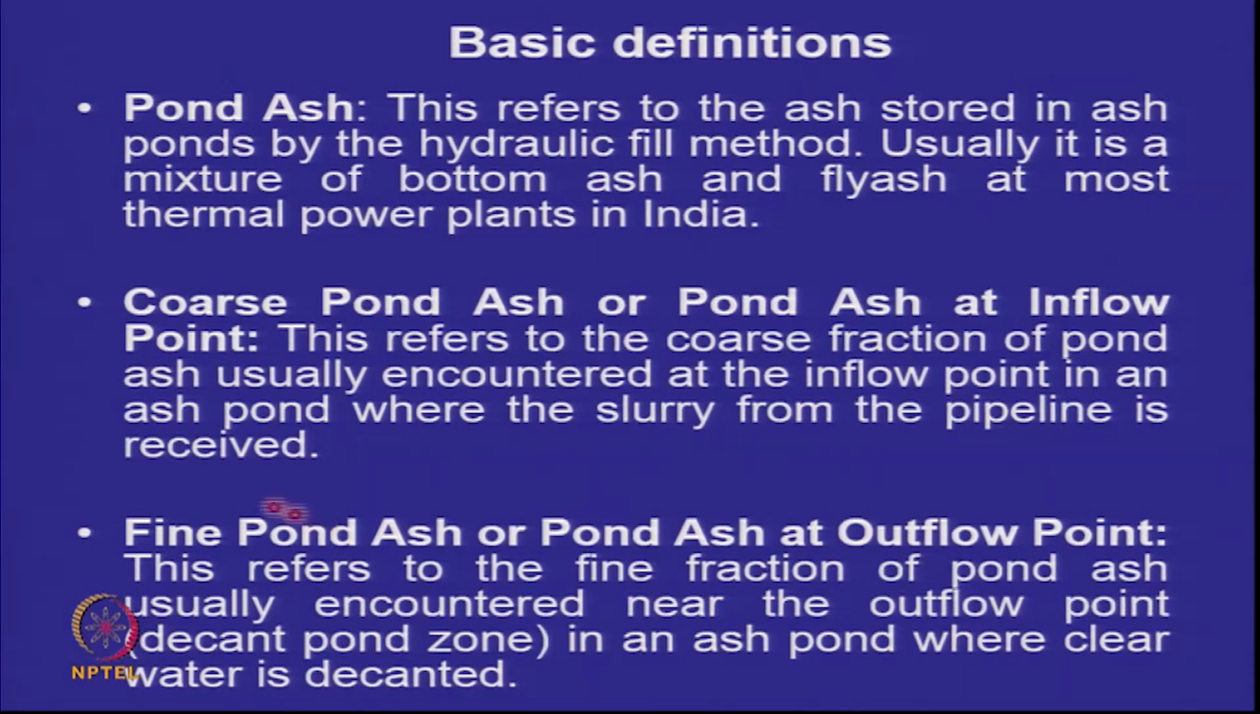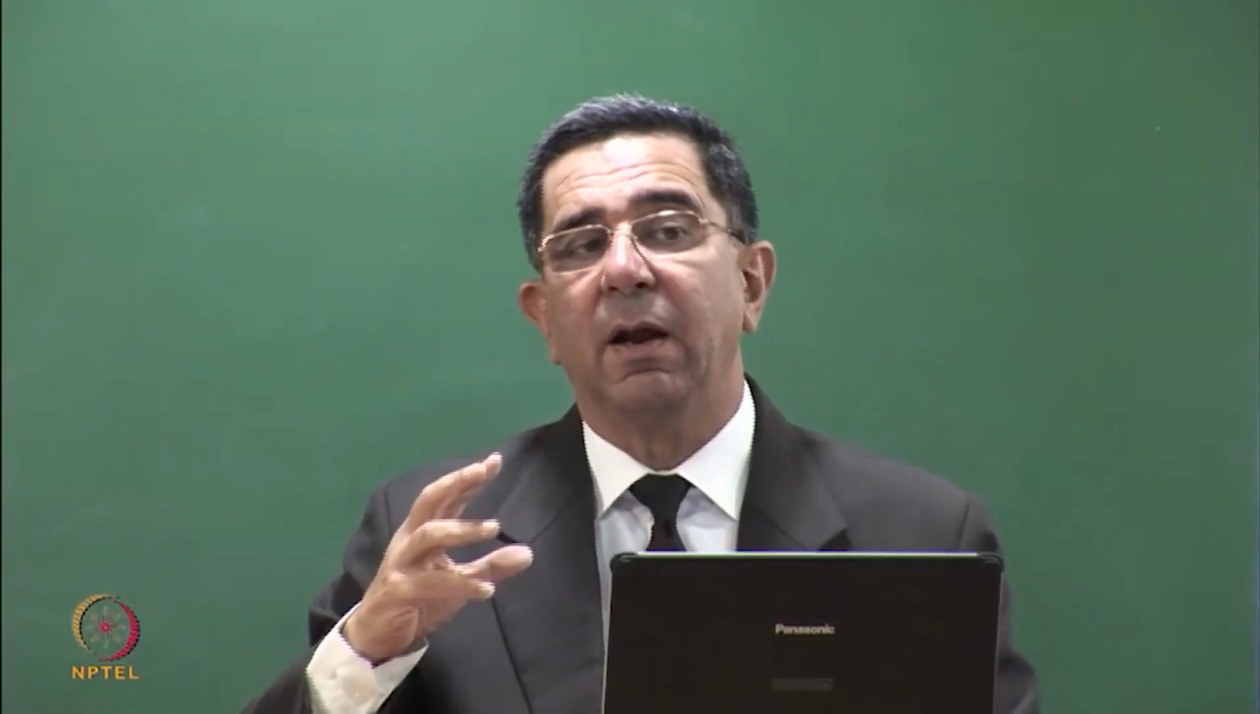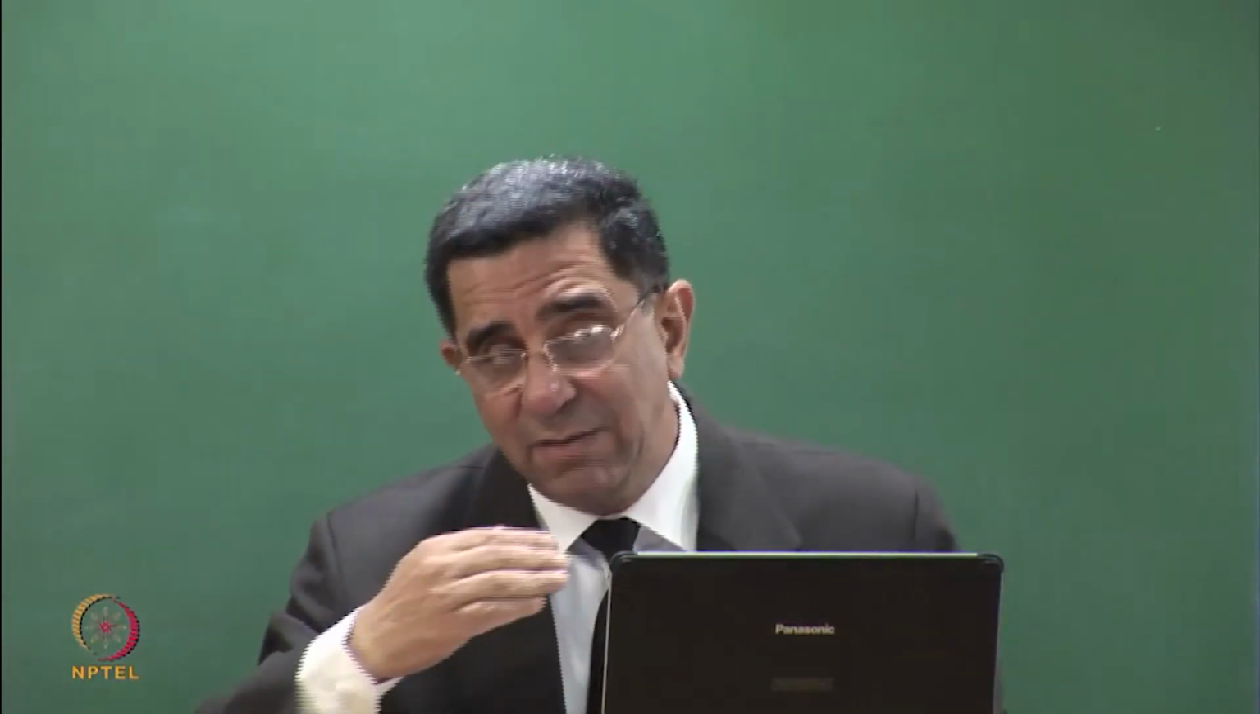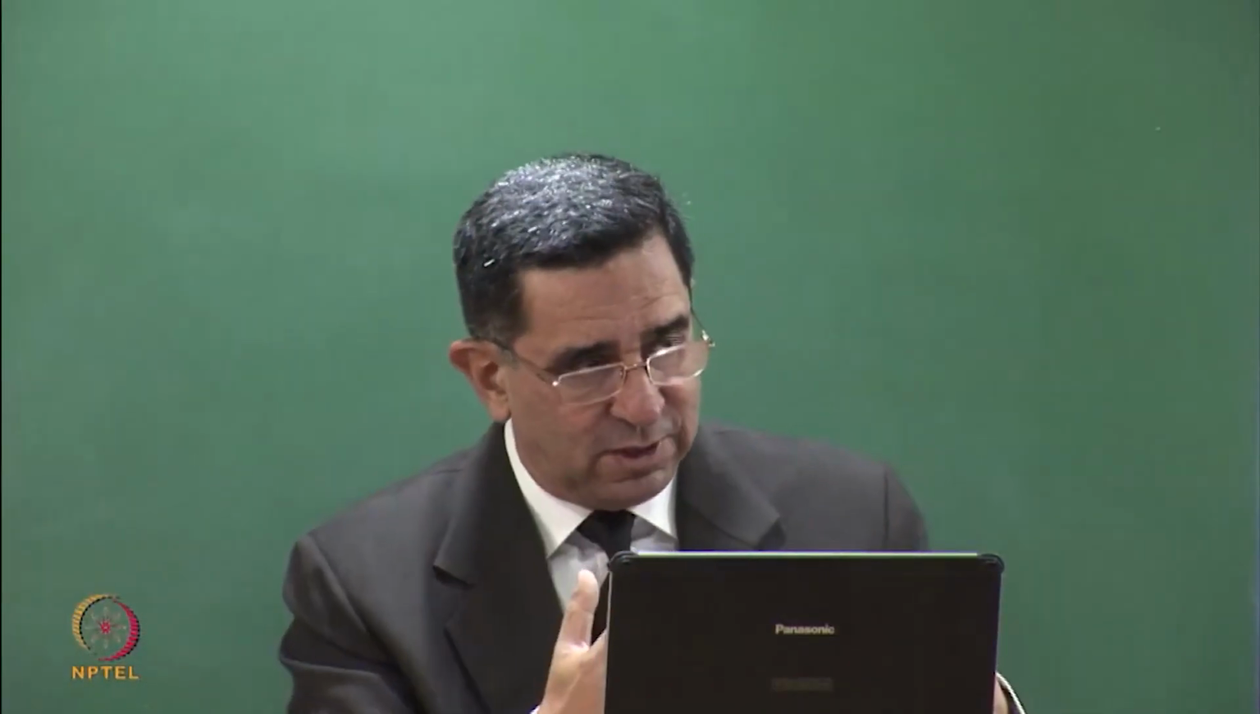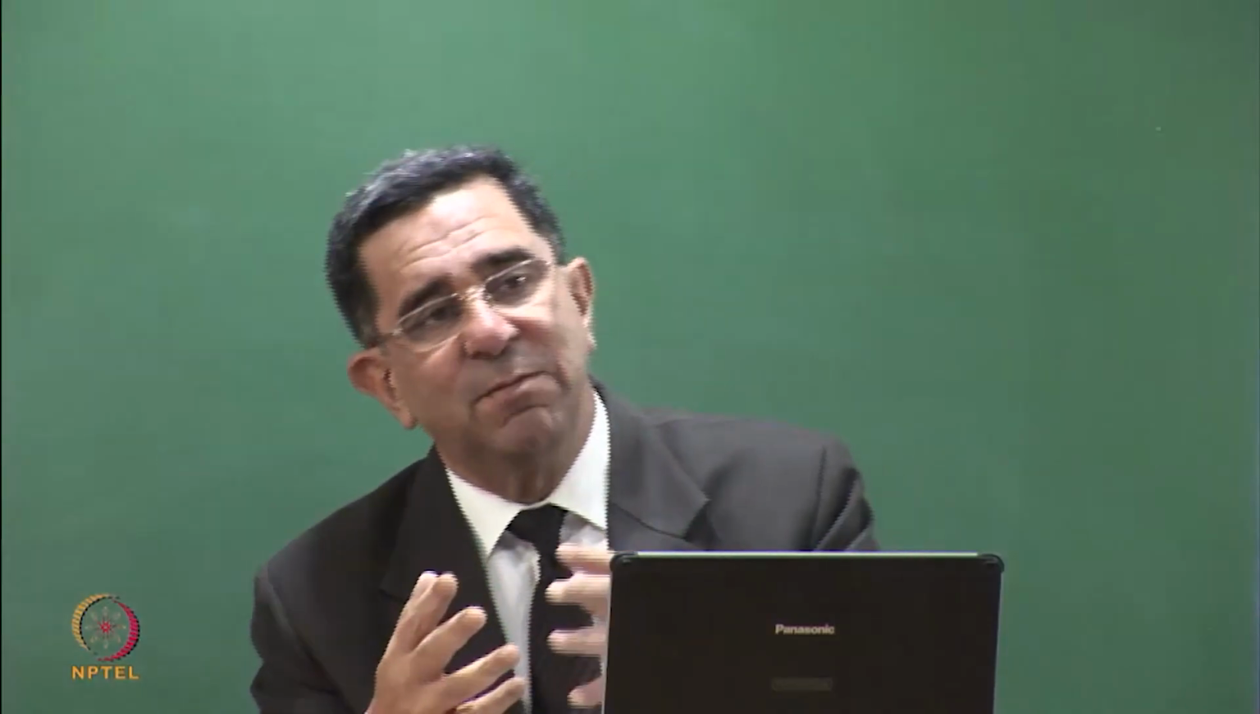So, coarse pond ash refers to the coarse fraction of the pond ash encountered at the inflow point, where the slurry from the pipeline is received, and fine pond ash refers to the fine fraction of the pond ash usually encountered near the outflow point or the decant pond zone in an ash pond where clear water is decanted. So, the process of slurry inflow to the pond and then traveling and then outflow, that is doing lateral sorting. Coarsest portion at the inflow point, finer portion at the outflow point.